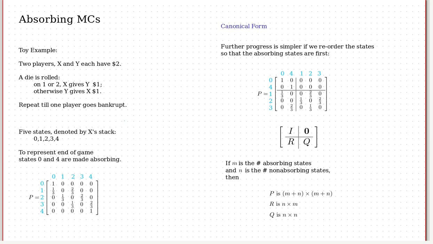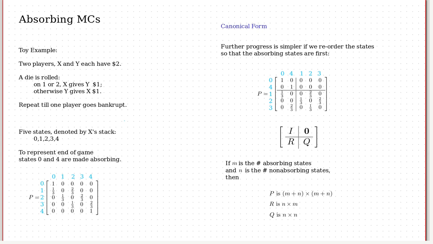X wins 2/3 of the time, 4 out of 6 times, and Y wins only 2 out of 6, or 1/3 of the time. That's okay. Unfair games can be just as much fun to analyze as fair games. Let's suppose that the players keep playing until one of them runs out of money. If one of them goes bankrupt, then they can no longer play because they have no money to bet with anymore.